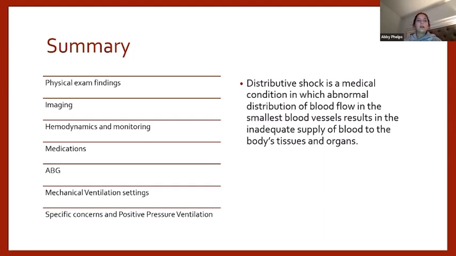Summary: physical exam findings, imaging, so chest x-ray, CTs, and ultrasounds are popular. Hemodynamics and monitoring, medications, we went over ABGs, and vent settings. You want to make sure that they're low for your distributive shock patient, with low tidal volumes. And then we went over specific concerns and positive pressure ventilation.